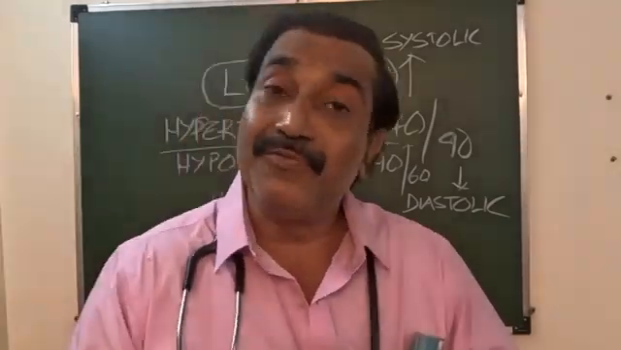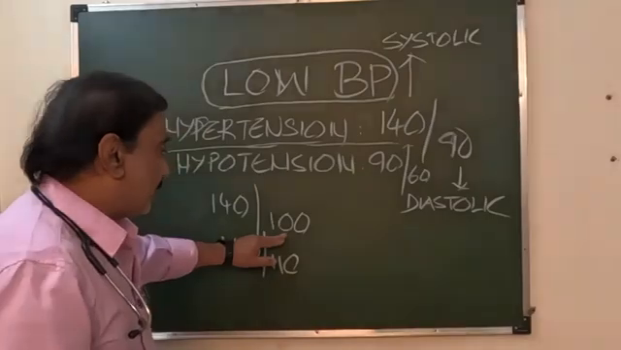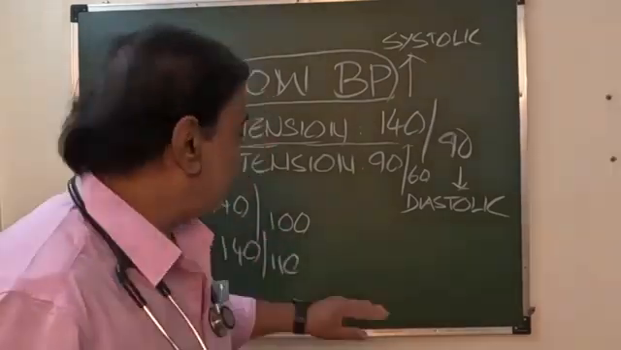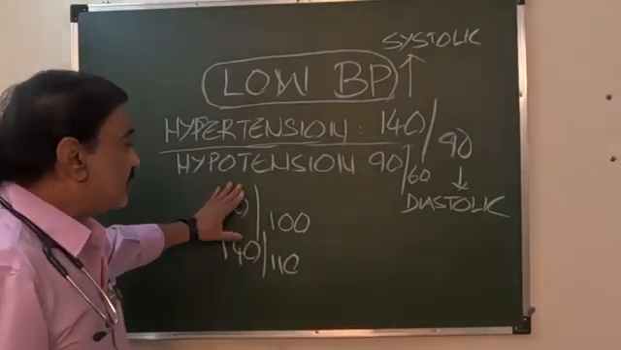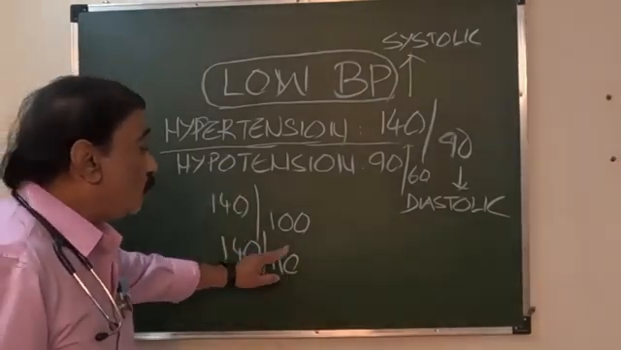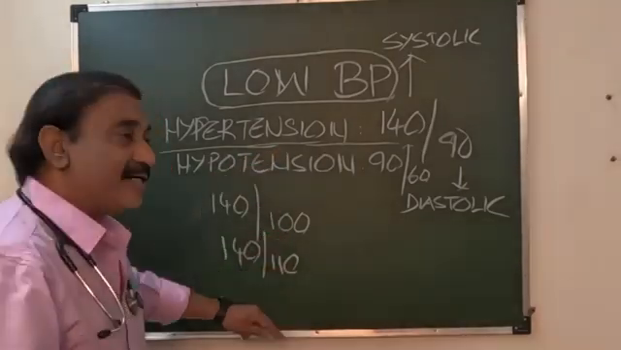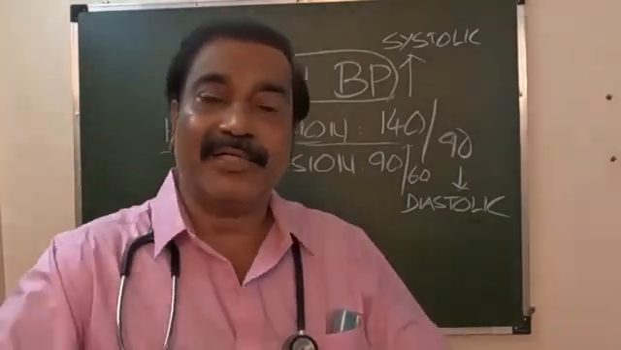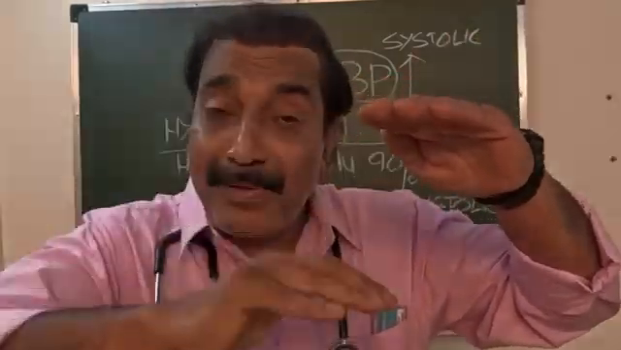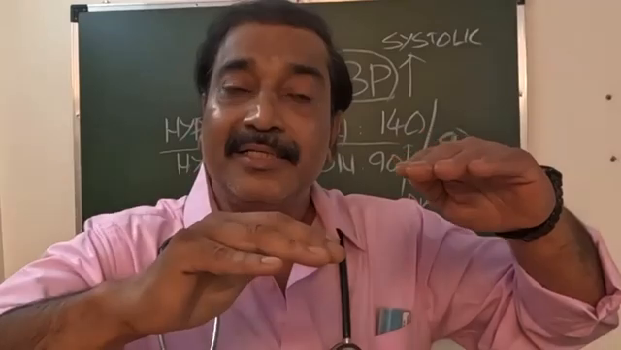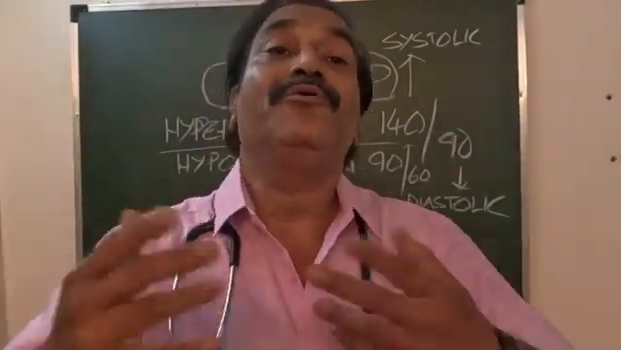Some patients are confused. When they have 140 by 100 or 140 by 110, they feel that 140 is normal and the lower one, the diastolic, is raised, at 100 or 110. They say that my lower one is high, so I have low BP.